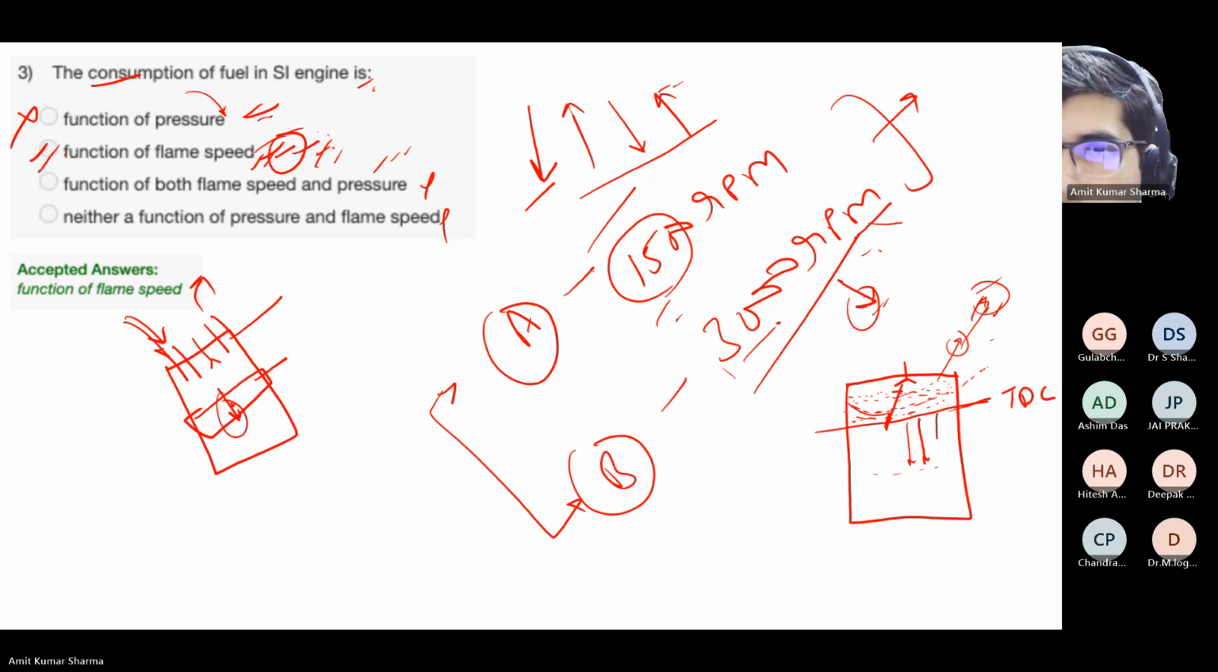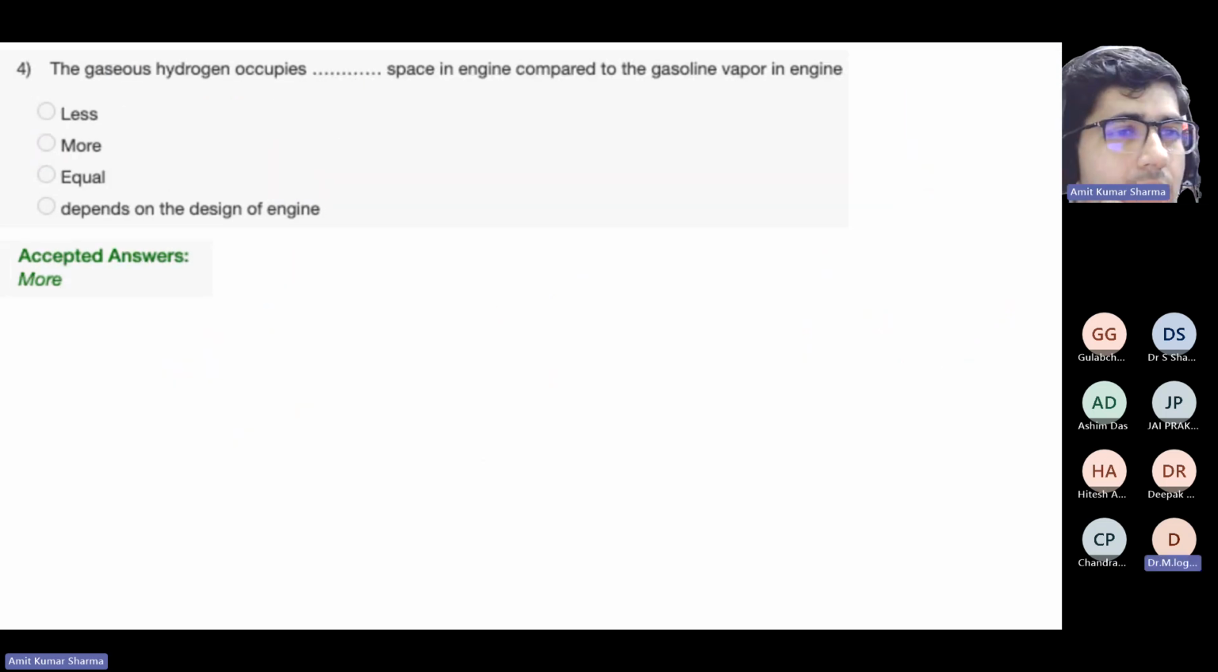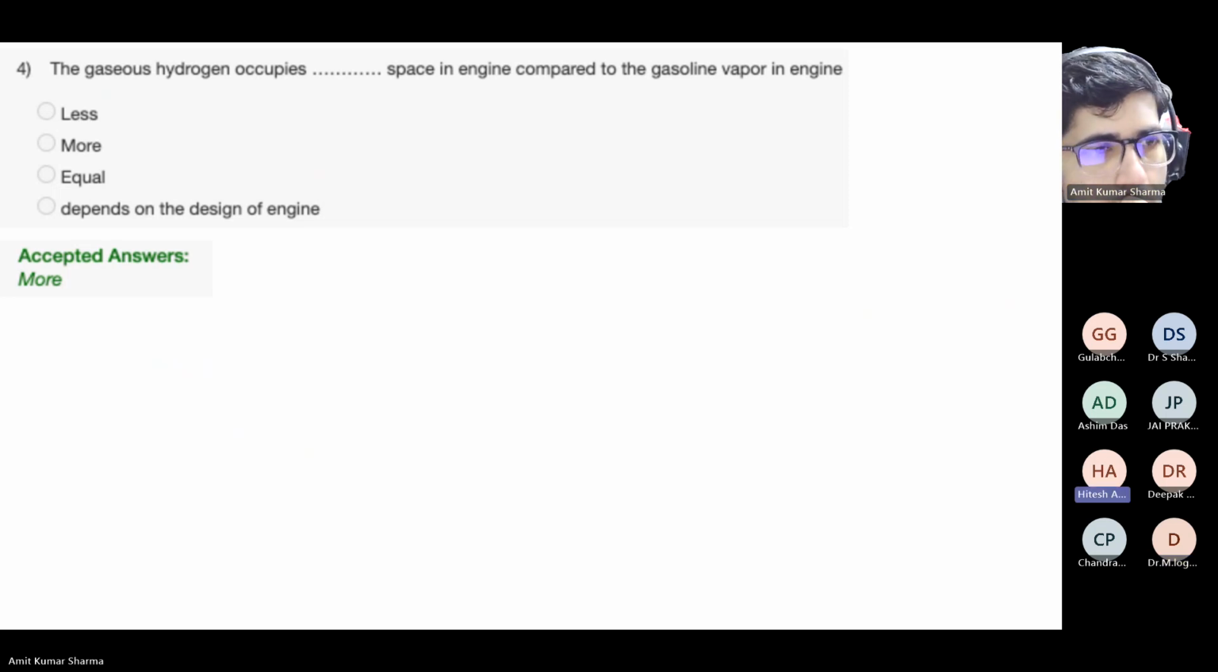Okay, let's move further. Only 5 minutes left, so just quickly go through the next questions. The gaseous hydrogen occupies what space in the engine compared to the gasoline vapor in the engine? Less, more, equal, depends on the design of the engine. Quickly, you know the density. It's a more volumetric density, so we know that it requires more space.